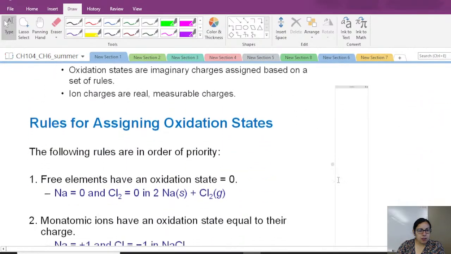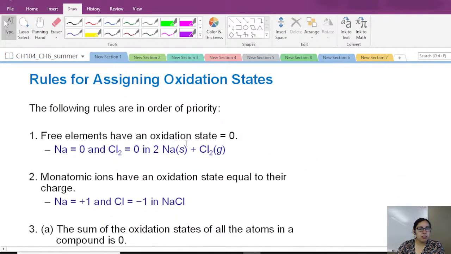So let's skip down to the rules for assigning oxidation states, and then we'll do some practice, but they're fairly straightforward. So rule number 1 is free elements always have an oxidation state of 0, right? This just means in their elemental form. And so diatomics would be 0, S8 is still 0, sodium metal is 0. So again, anything in its elemental form just starts off as 0.